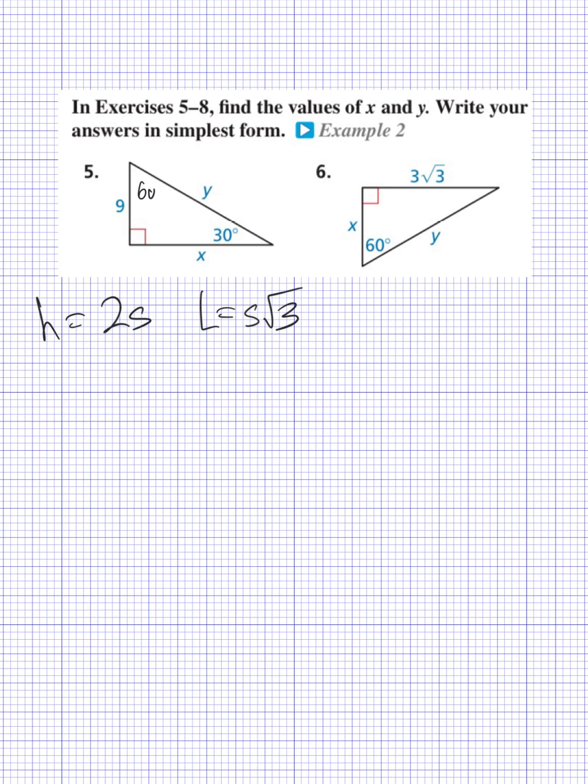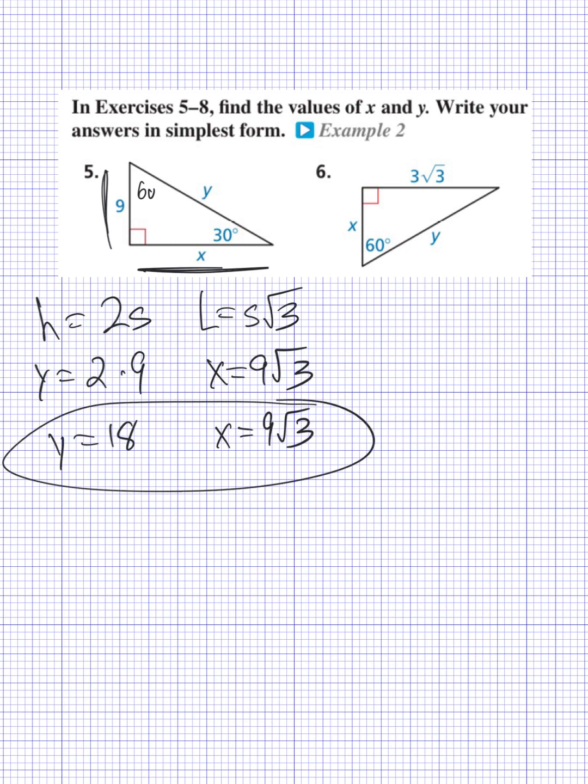Okay, so let's just fill both equations in. The hypotenuse is y. This short leg, this is shorter than this one, so 9. The long leg is x. The short leg again is 9. And pretty much we're done. Y equals 18 and x equals 9 square root of 3. And that can't be broken down any further.